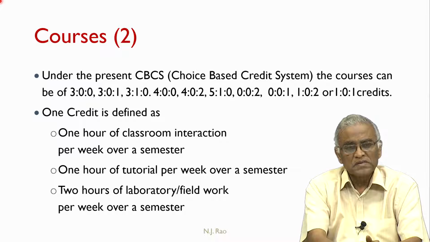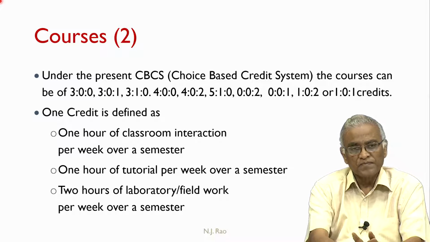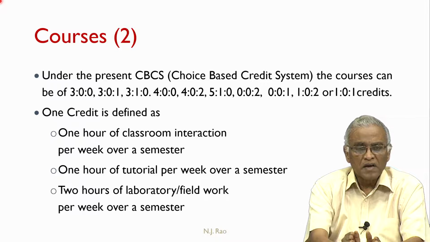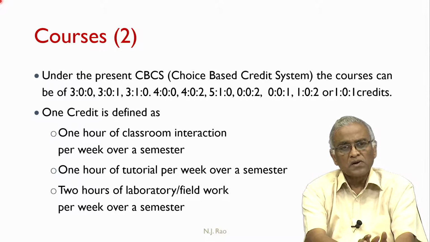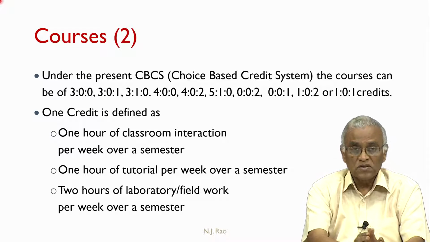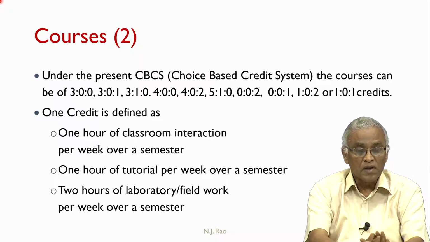3:1:0 means 3 hours of classroom activity, but 1 hour strictly is for tutorial. That means you are not addressing new material, but readdressing. The student is getting engaged with the material that was already taught. You can have 4:0:0, 4:0:2, or 5:1:0, and you can have 0:0:2, 0:0:1, and so on. You can have several combinations, all are permissible.